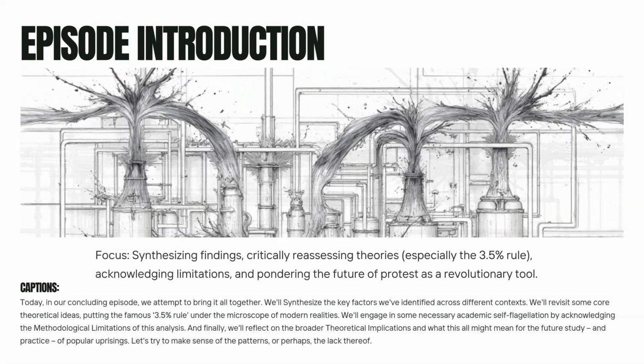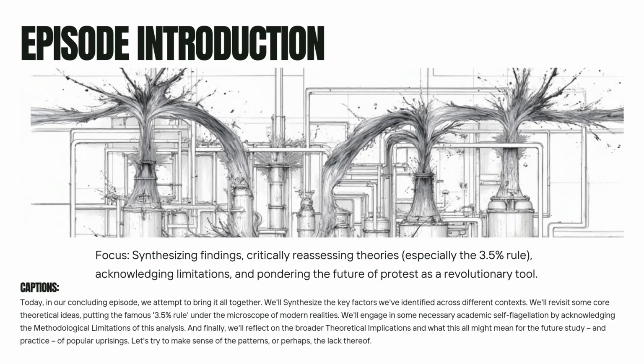Today, in our concluding episode, we attempt to bring it all together. We'll synthesize the key factors we've identified across different contexts. We'll revisit some core theoretical ideas, putting the famous 3-5% rule under the microscope of modern realities. We'll engage in some necessary academic self-flagellation by acknowledging the methodological limitations of this analysis. And finally, we'll reflect on the broader theoretical implications and what this all might mean for the future study and practice of popular uprisings. Let's try to make sense of the patterns, or perhaps the lack thereof.